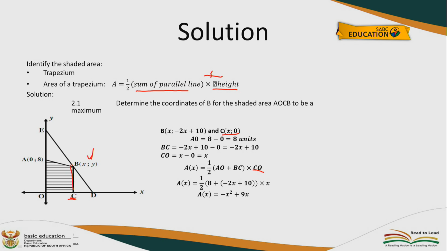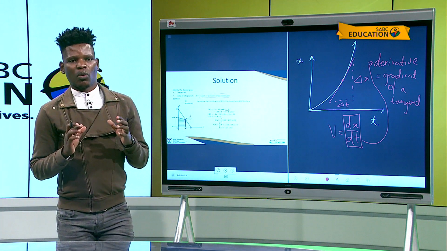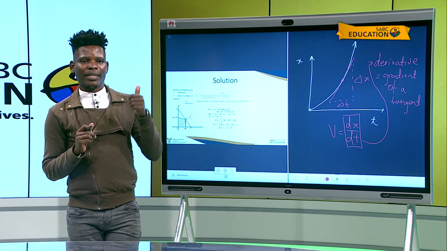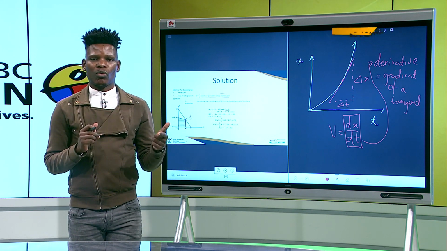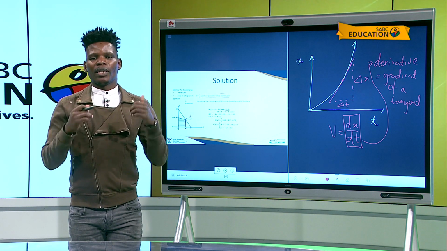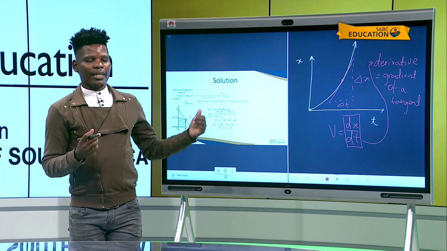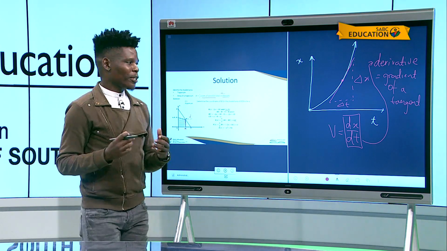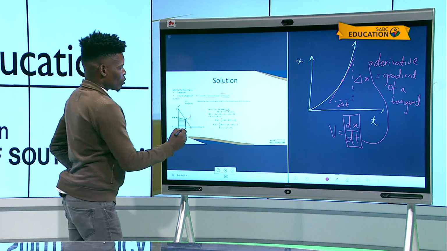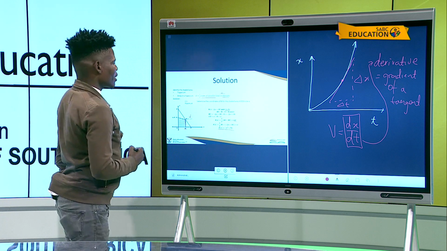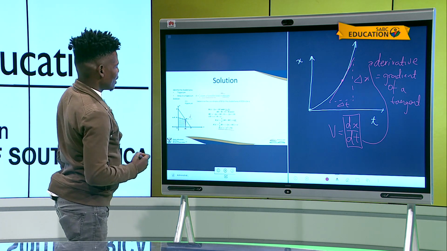You'll remember earlier on, we said that in a minima or maxima question, you are either going to be given the expression of the quantity in question, or you'll have to come up with an expression of the quantity in question. In this case, we had to come up with the expression for the quantity in question. Now, we have found that the expression of the area is given by negative x squared plus 9x.